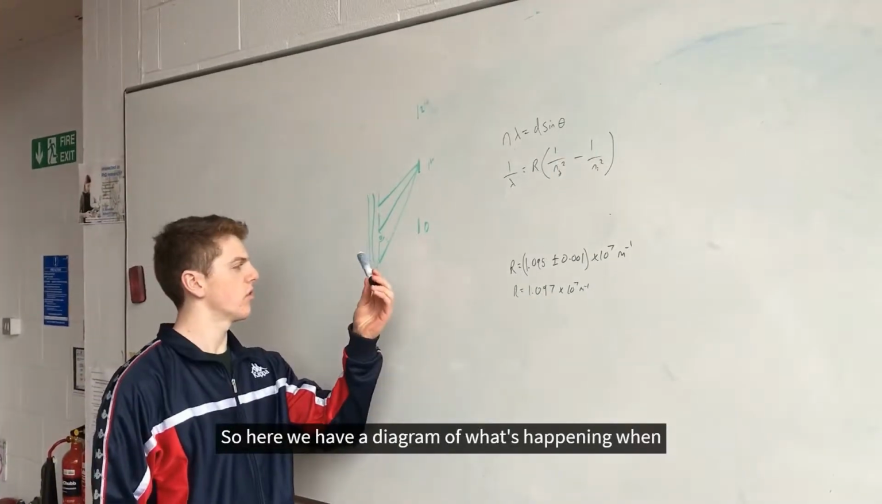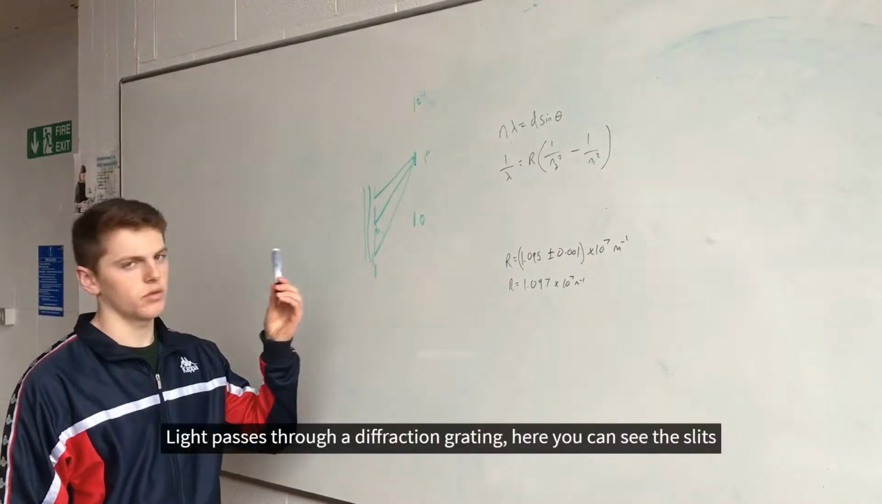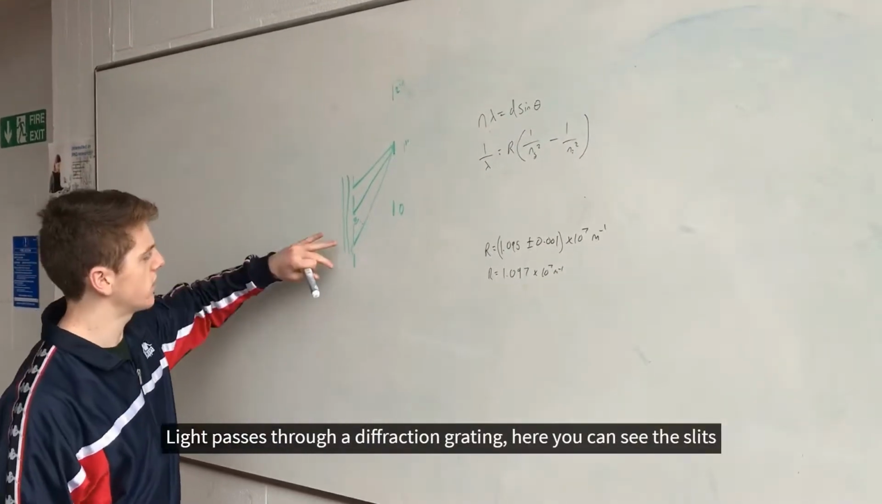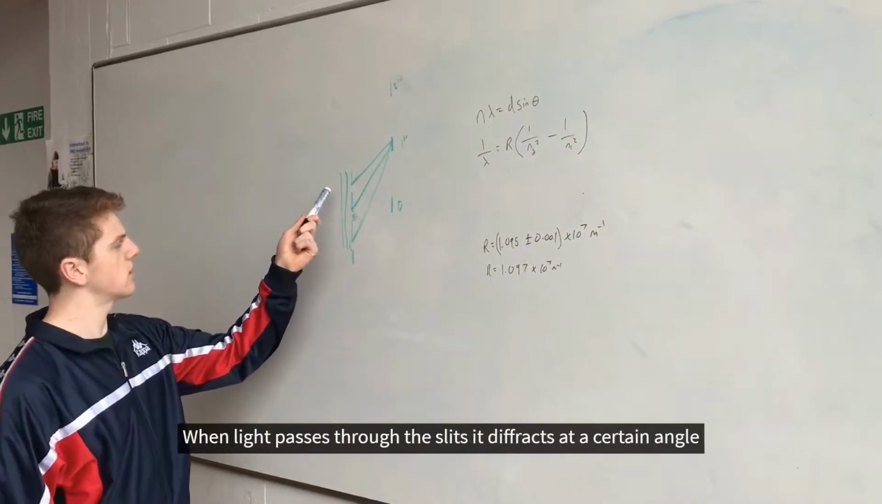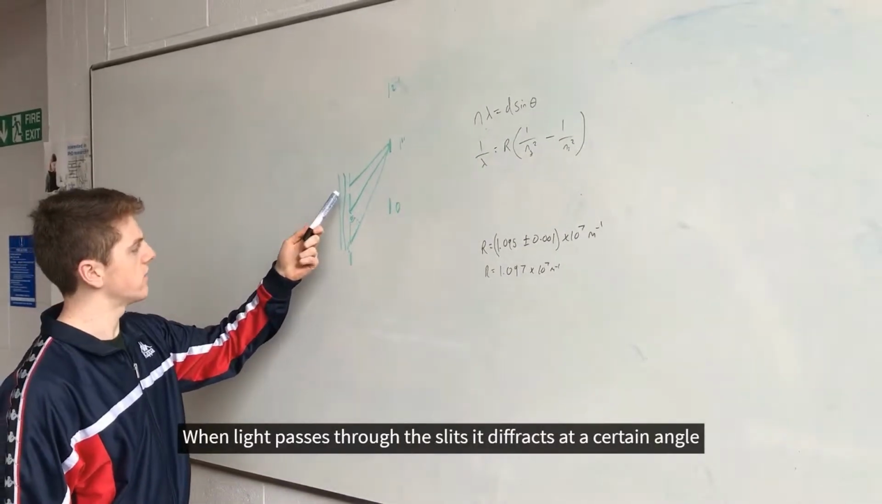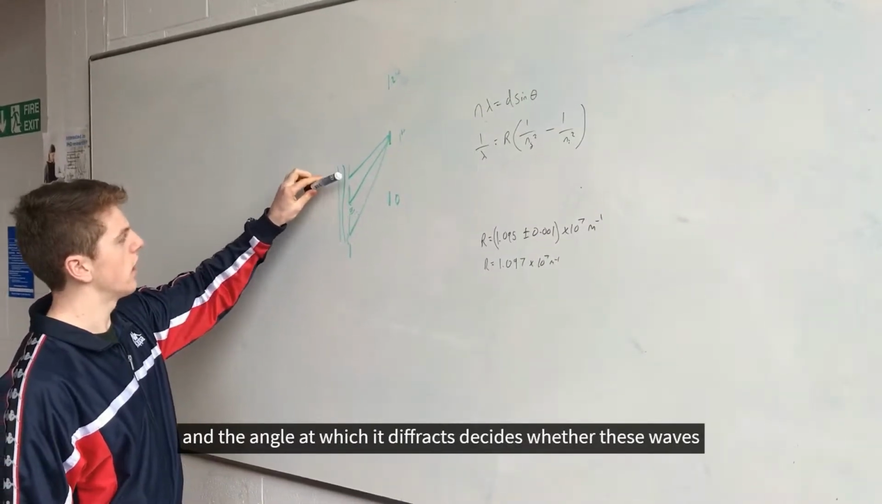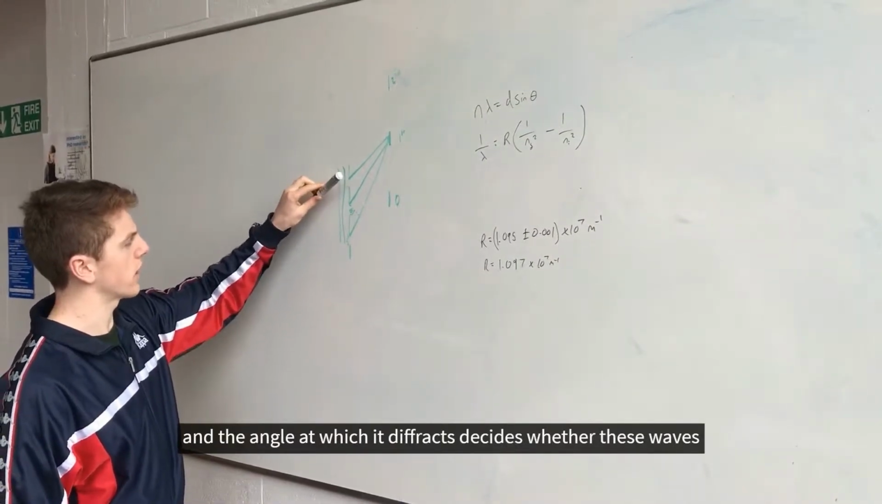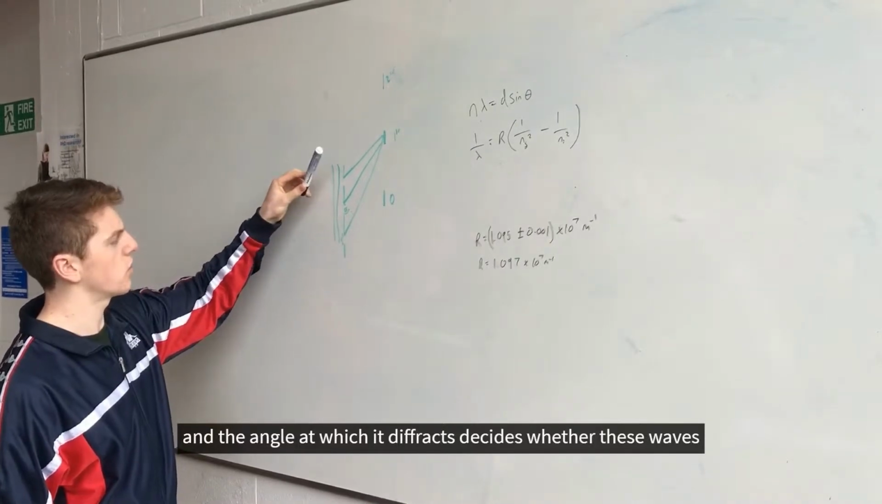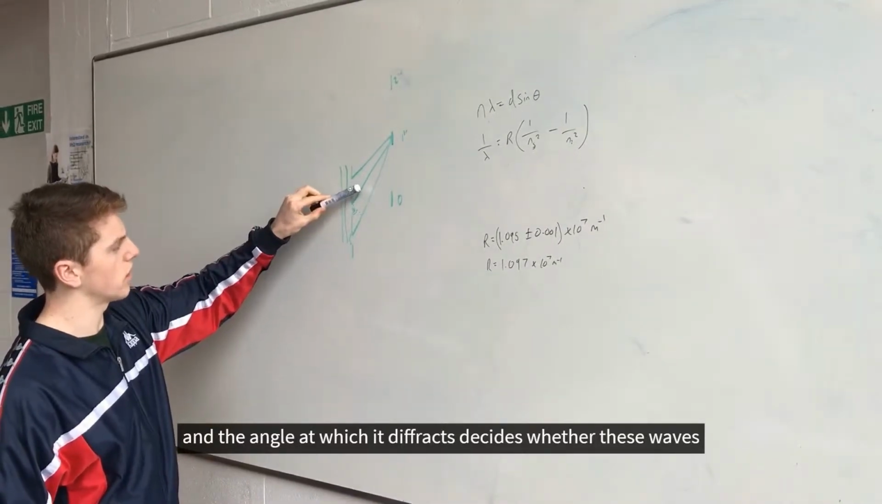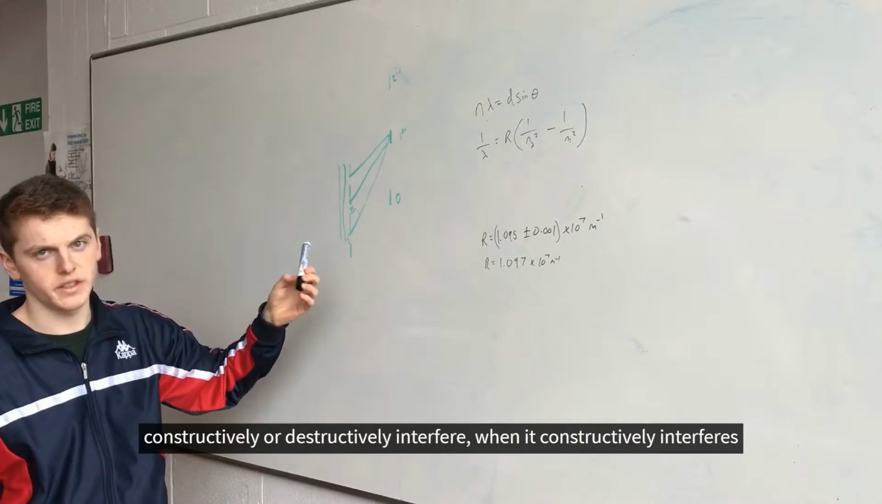So here we have a diagram of sort of what's happening when light passes through the diffraction grating. Here you can see the slits. When light passes through the slits, it diffracts at a certain angle, and the angle at which it diffracts decides whether these waves will constructively or destructively interfere.